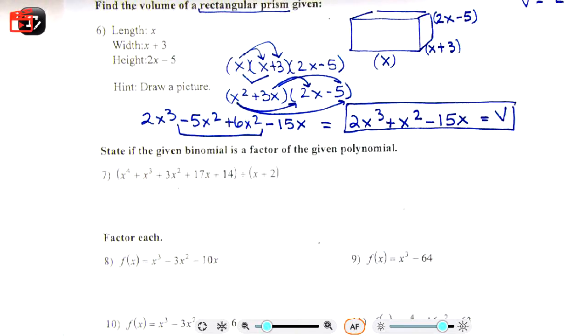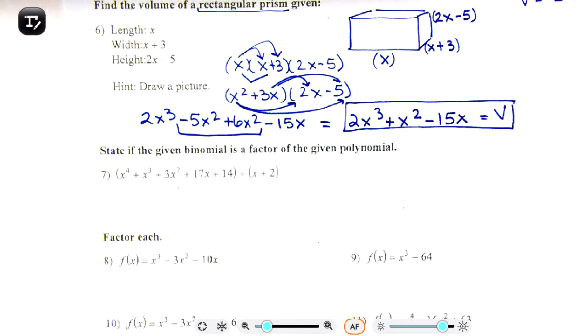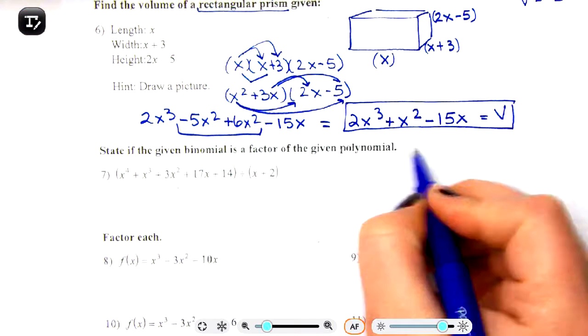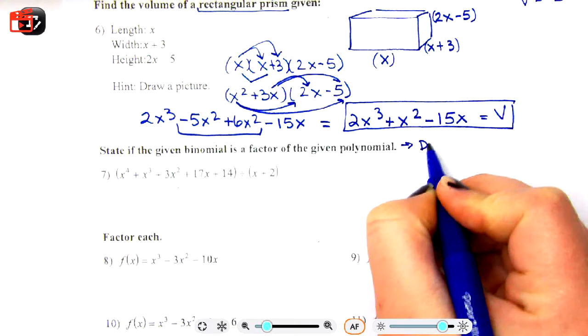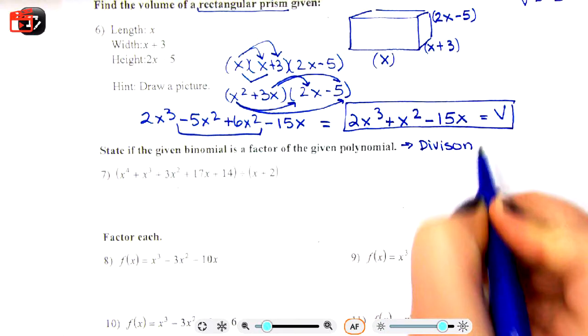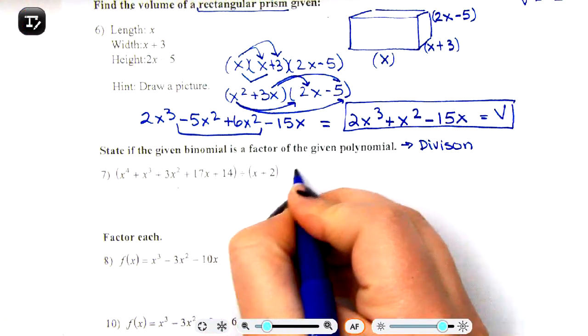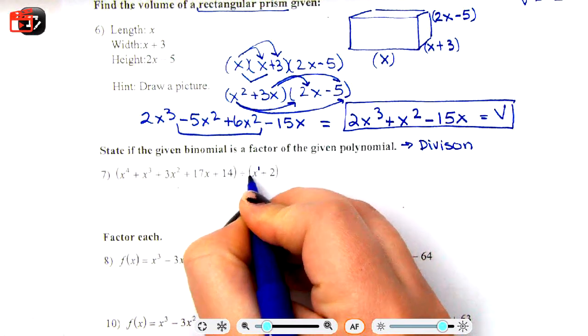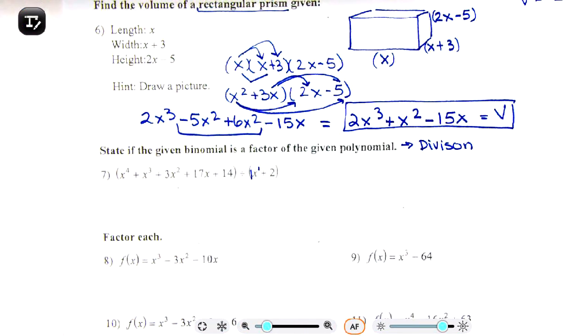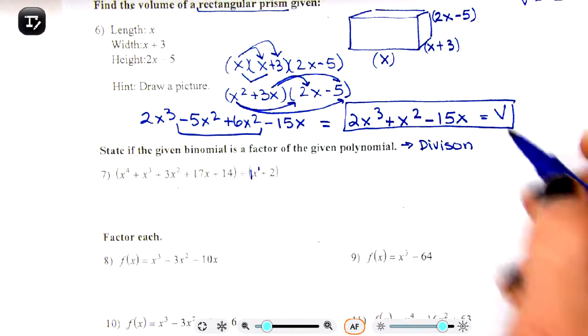Okay, state if the binomial is a factor of the given polynomial. There are different ways to do this, okay? We're going to do it through division. Your choice if you want to do long division or synthetic. Because this is linear and the exponent is 1 and a coefficient of 1, I'm going to choose to do synthetic.